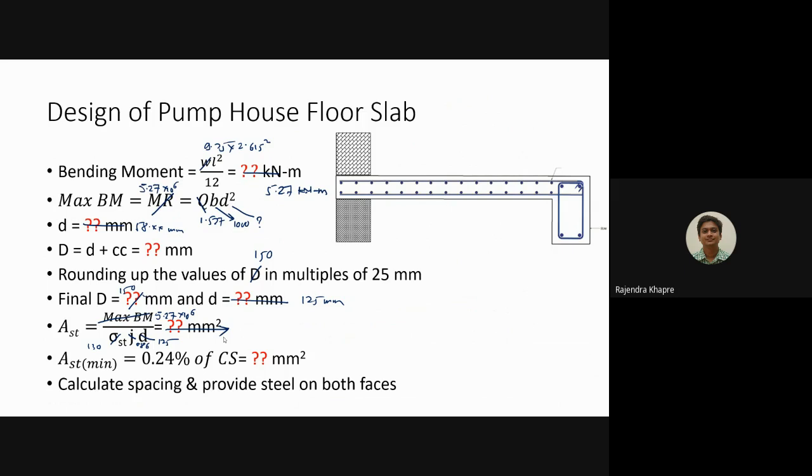Yes, someone please do the calculations. Sorry? 377. Okay. And how about AST minimum? That is 0.24% of the cross section area. 360. Okay. So definitely we are going to provide the maximum value of 377 millimeter square. So if you provide 10 dia bars, what will be the spacing?